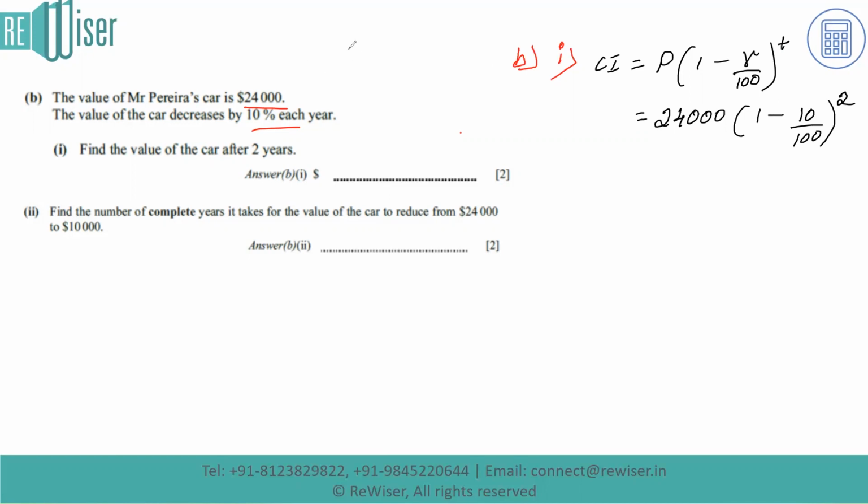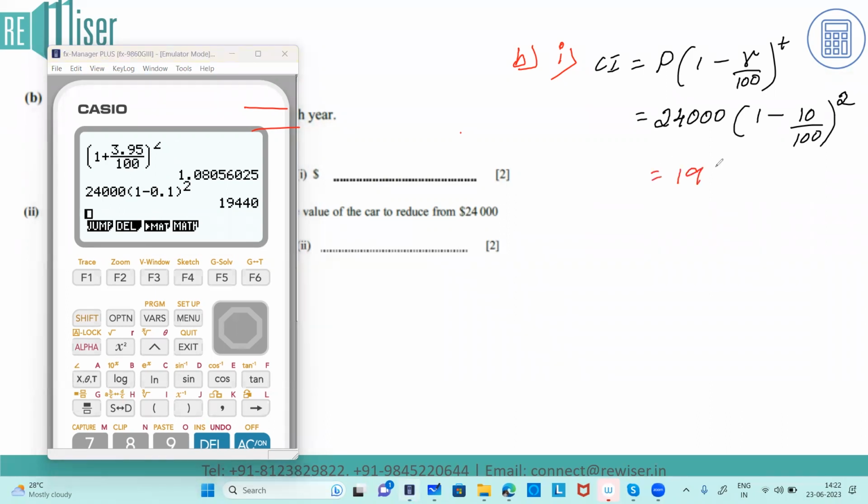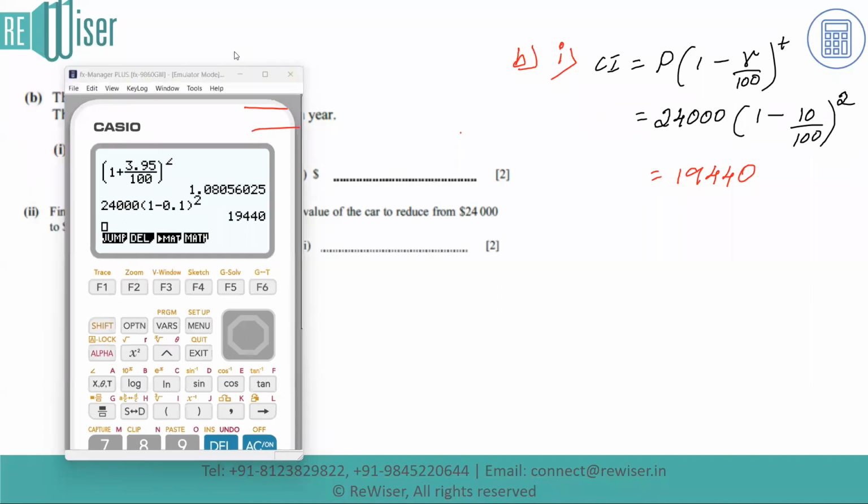And now if I put this in the calculator, whatever value we get would be the value of the car after 2 years. So it's going to be 24,000 multiplied by 1 minus 10 by 100, which is the same as 0.9, to the power of 2. And this is going to give us the answer as 19,440. So 19,440 is the value of the car after 2 years.